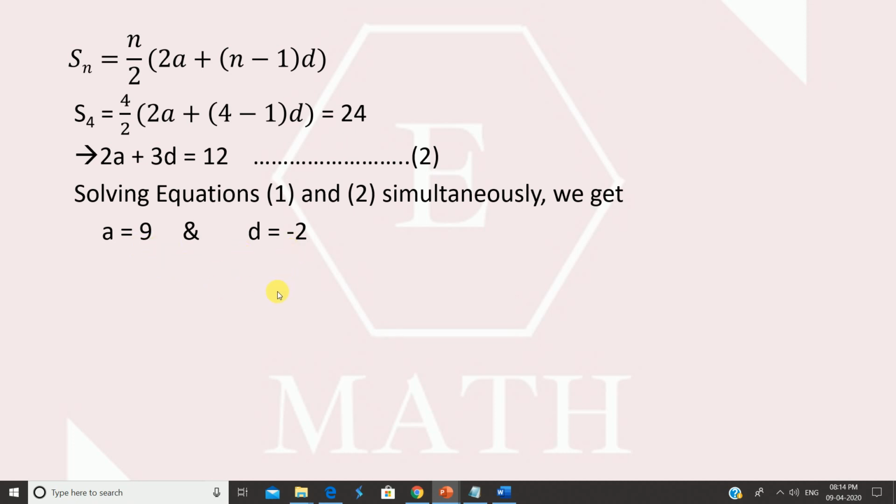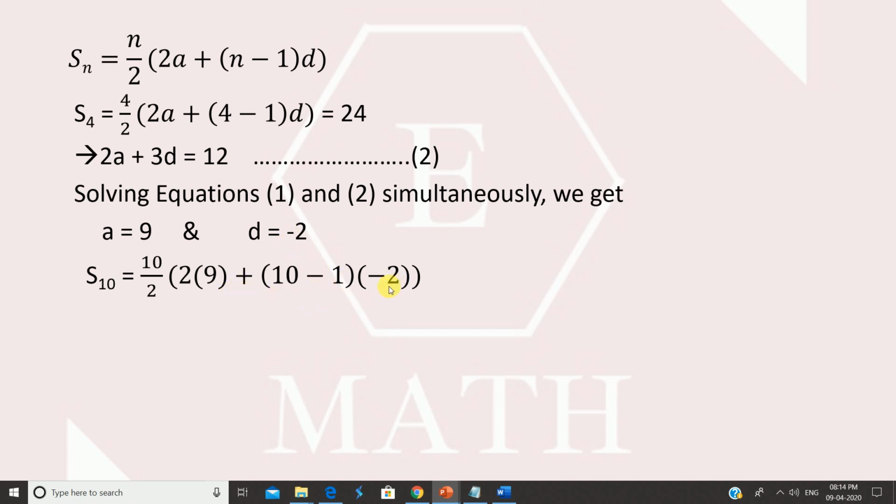And then finally, to find the sum of first 10 terms, again by using this formula and substituting the values of n, a and d, we get S10 equals 10 by 2 into 2 into 9, because the value of a is 9 here. So 2 into 9 plus 10 minus 1 into the value of d, which is minus 2 here.